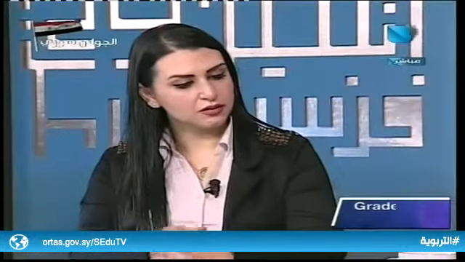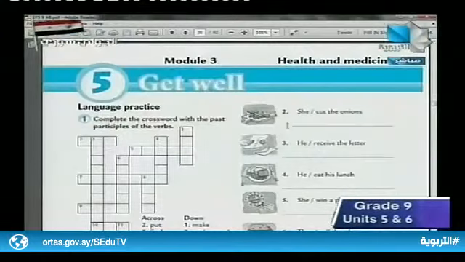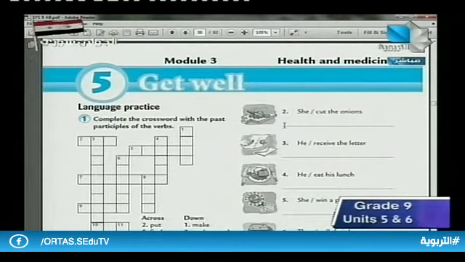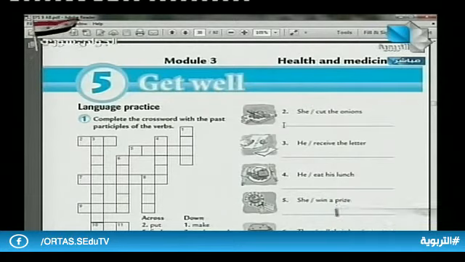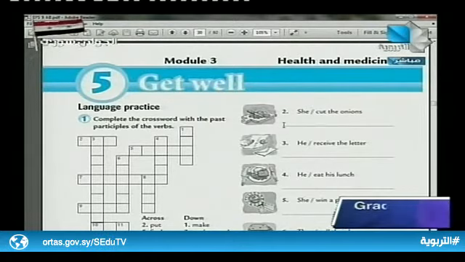Okay, let's go on to picture number 2. It's about a cut onion. So she cut the onions. The answer is she has just cut the onions, because in the picture the onions are cut. So we use just.